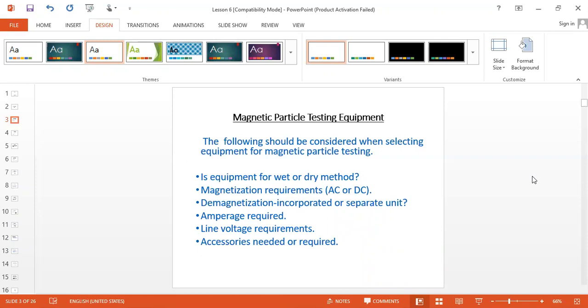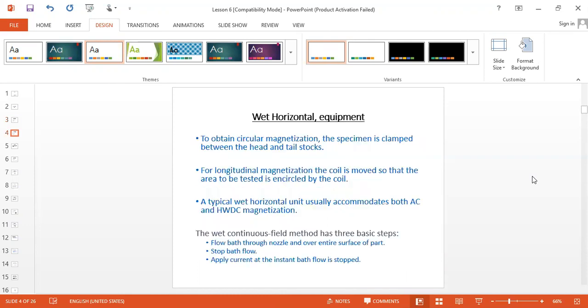But if your job is bigger and we have to use a higher current, we can't make mobile equipment because the weight of the transformer will be increased. So we have to make stationary equipment. The weight of the equipment will be more, so we can't move it from one place to another place. Now next is line voltage requirement, then accessories needed or required. Accessories means black light is required or an electrical motor. So it depends upon the type of method.